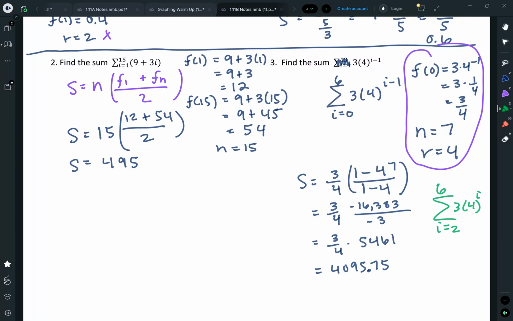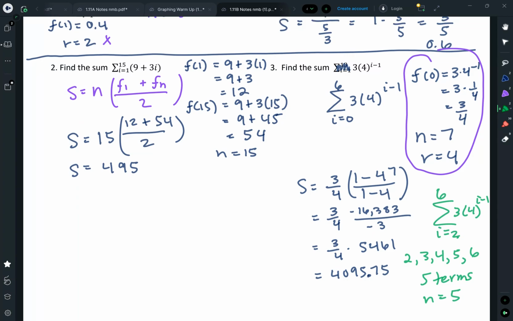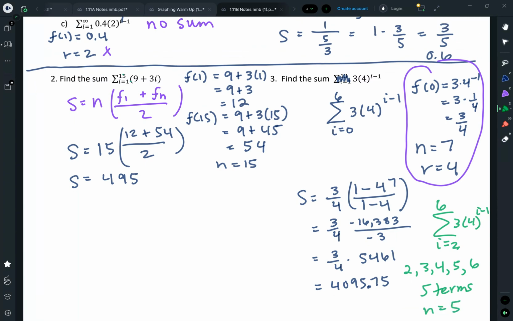It's really tempting to say, well, 6 minus 2 is 4, so there's 4 terms. But remember, you have your second term, third term, fourth term, fifth term, and sixth term. It ends up being 5 terms that we're adding, and so n equals 5. So be really careful. If this doesn't start at 1, then you're going to have to subtract and then basically add 1. And really that works on 1 as well. Like 15 minus 1 is actually 14, but we want all 15 of them. So it's that weird thing: you're subtracting the top minus the bottom, but then you're also adding 1.